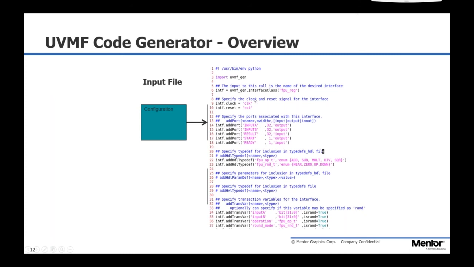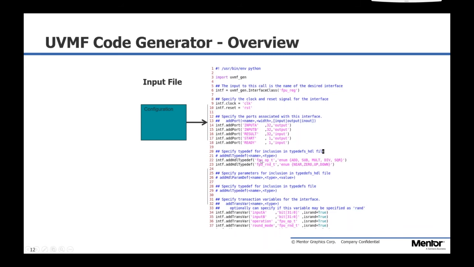Honestly, I have a lot more experience with using the Python template, and this is kind of an example of one. So in this particular one, the name of the thing that I'm generating is called the FPU register agent. I say what the clock and the reset are. I tell what all the inputs and outputs are, and these are inputs and outputs from the test bench's point of view. So the input to the floating point unit is an output of my test bench. The result coming back from the floating point unit is an input to my test bench.